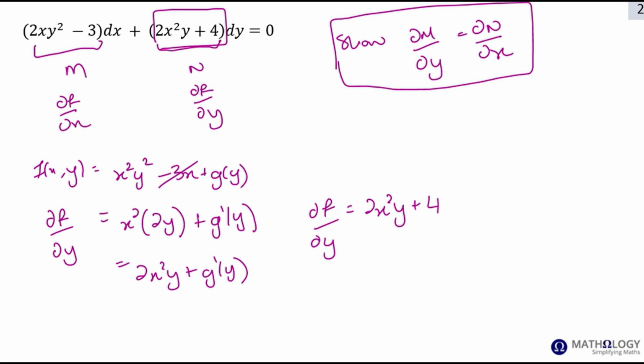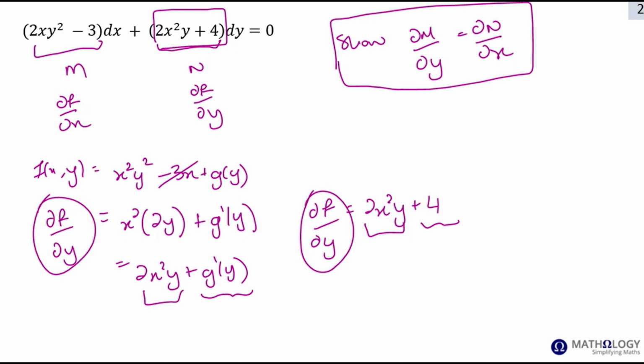We can clearly see, comparing the two expressions for df dy, 2x squared y appears in both, which is a good thing. If that wasn't the case, you know that you've done something wrong. And then we have g prime y and the other term 4. So clearly we have g prime y equal to 4. So integrating that, g of y will be equal to 4y.